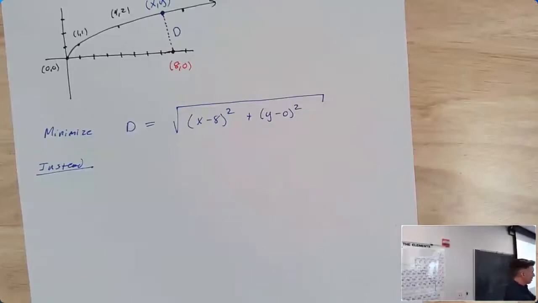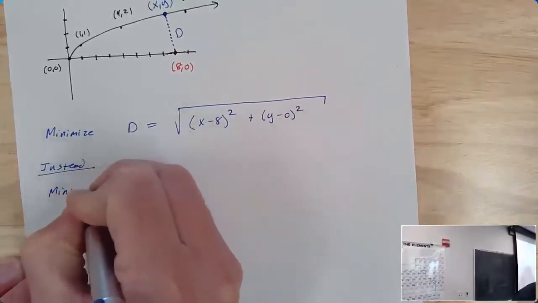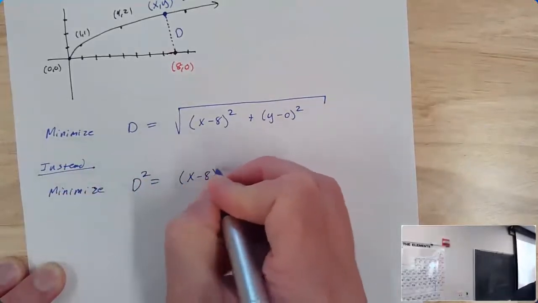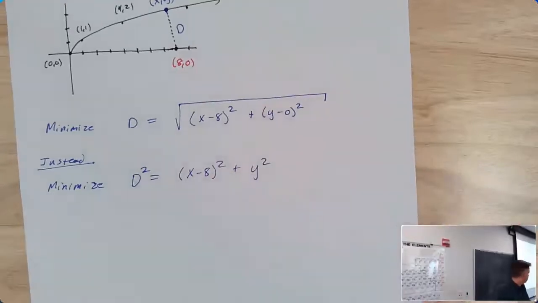You'll get the same answer as far as the things that minimize it, although if someone asked what the minimum distance is, and you minimized the distance squared, you would have to take that number and take the square root of it so that you were actually finding the distance, not the distance squared. But other than that, it's pretty great. So instead, we're going to minimize the square of the distance, which is just x minus 8 squared plus y minus 0, which is just y, so y squared.